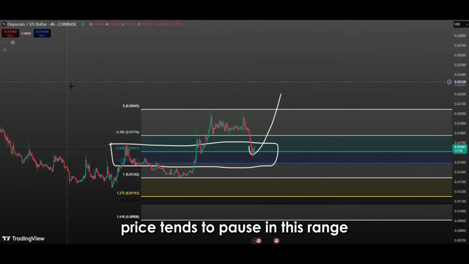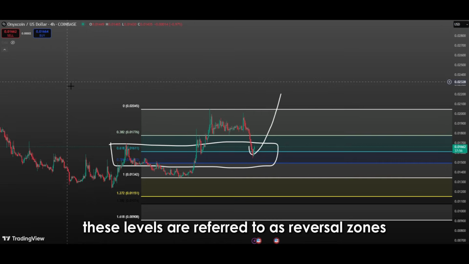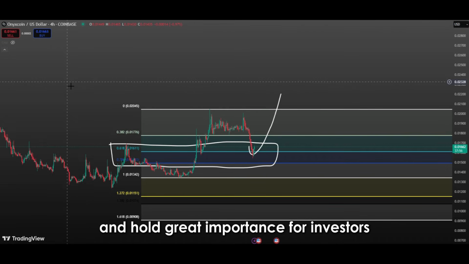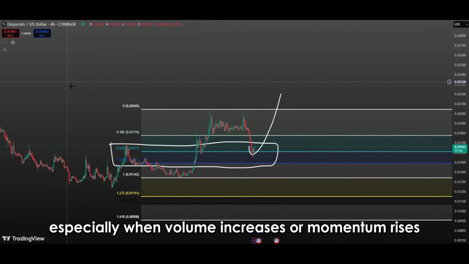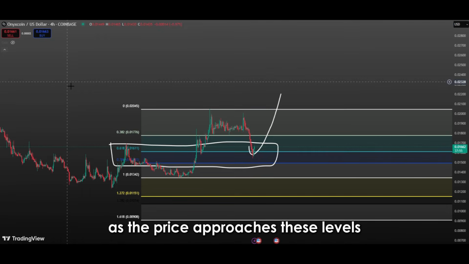Price tends to pause in this range, selling pressure slows down, and buyers start to re-engage. For this reason, these levels are referred to as reversal zones and hold great importance for investors. Especially when volume increases or momentum rises as the price approaches these levels, it can be considered a reversal signal.